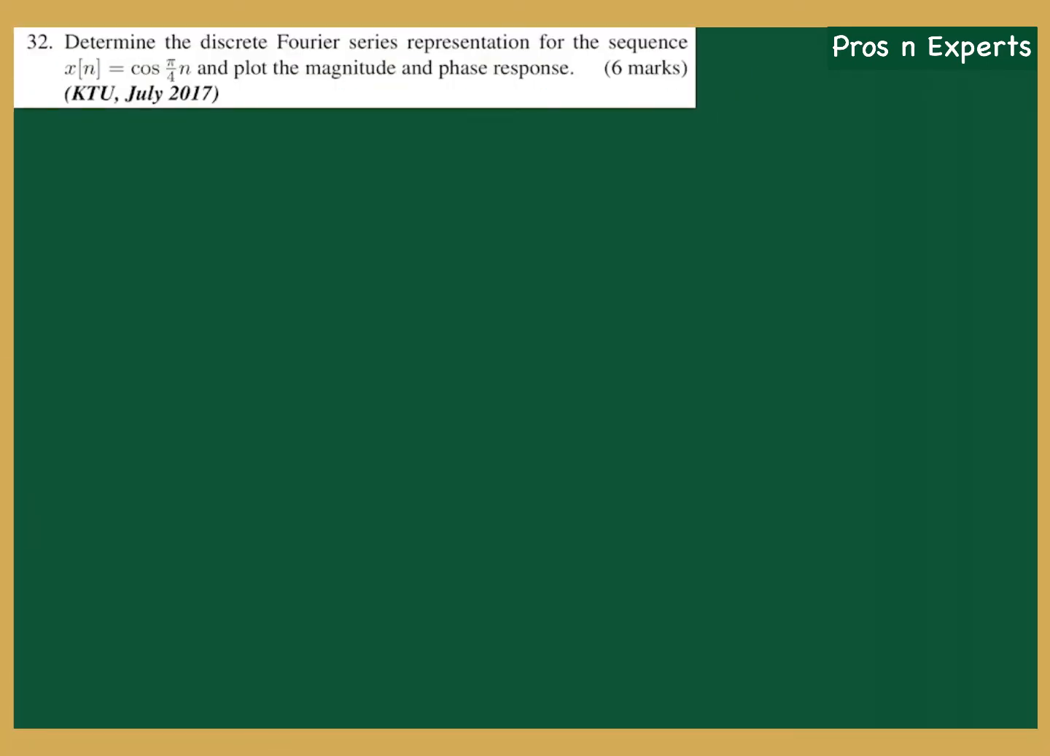Next question is, determine the discrete time Fourier series representation for the sequence x of n equal to cos pi by 4n and plot the magnitude and the phase response. So the first thought that should occur to you when you see this question is method of inspection. We have seen many questions where, when you're given a discrete time or continuous time periodic signal and you have to find Fourier series, then you have to go for method of inspection if the signal is a cosine or sinusoidal or complex exponential.